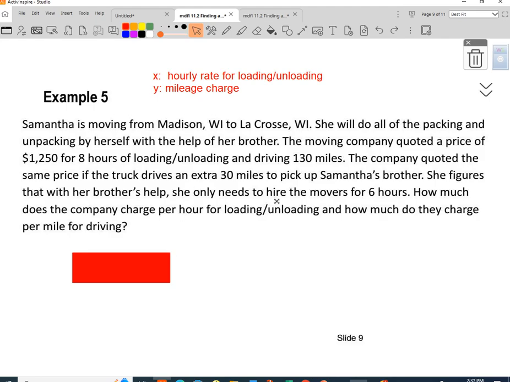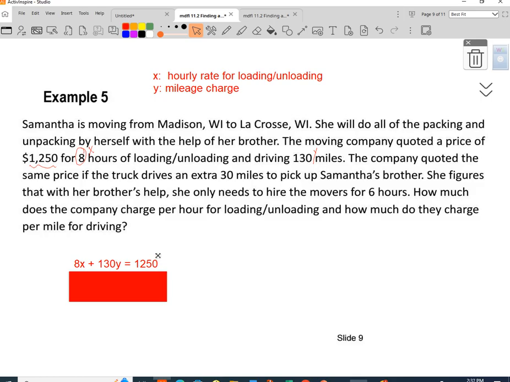Okay. So our first equation, hourly rate for loading and unloading. So they're doing all the packing and unpacking, so we're just adjusting here. So there's 8 hours of loading and unloading, and they're driving 130 miles. So that's going to be 8x and 130y, and that's going to equal $1,250. So that's the first equation in our system.